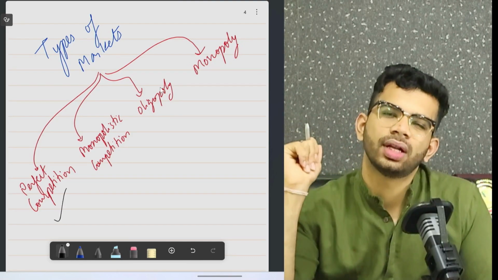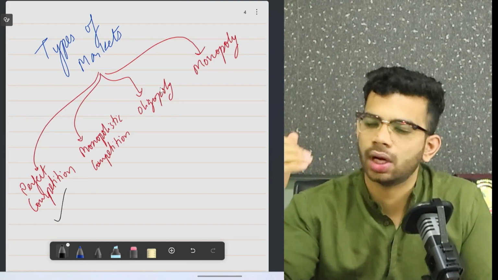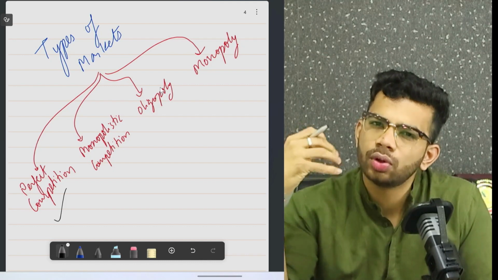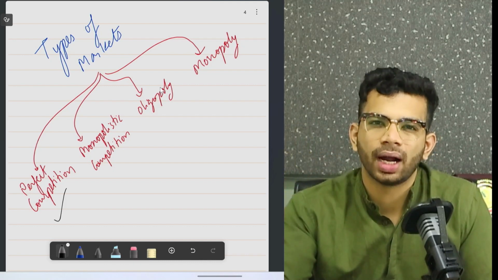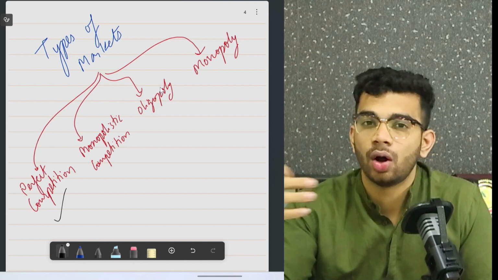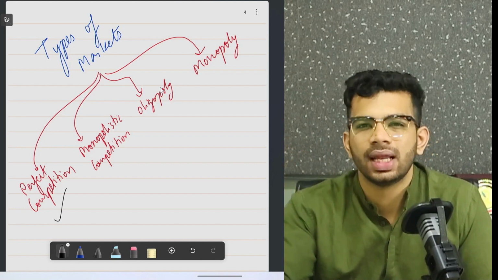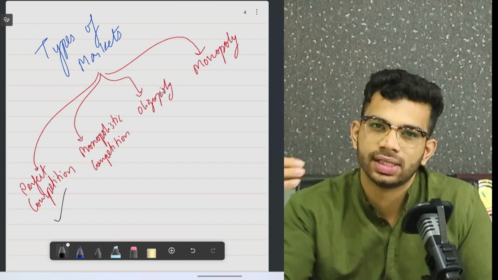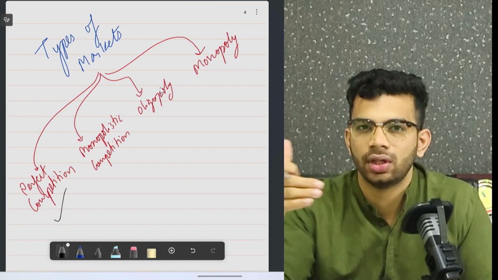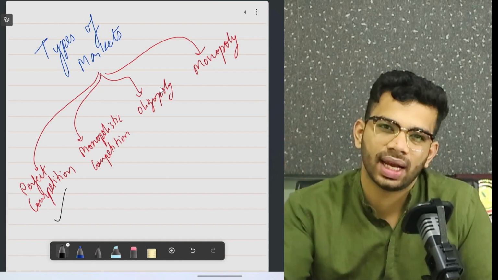Now, let's take a look at the first type, which is perfect competition. How do we understand this? Imagine that you walk into a vegetable market and they are all just selling tomatoes. And everyone is selling at the same price. You go to the first stall, they say 20 rupees a kg. You go to the second stall, they say 20 rupees a kg. Why exactly is this happening?